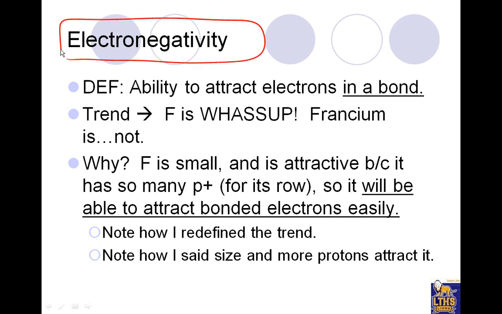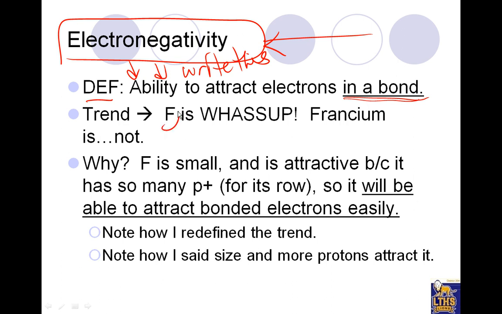Now we're going to talk about a different trend. This trend, definition time, is in electronegativity. So you're saying, wow, that's a big word. What does electronegativity mean? Electronegativity, definition, write it down. Electronegativity is the ability to attract electrons. So one atom is attracting electrons when it's making a bond. Okay, so guess what? It only works for elements that make bonds.